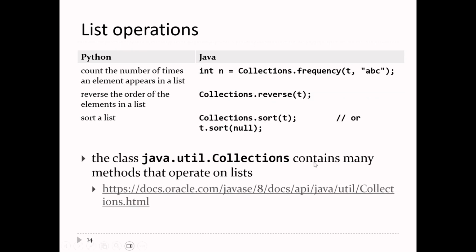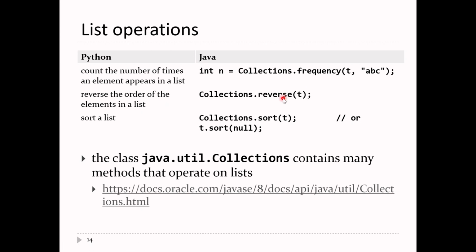Okay, so there's a companion class for lists called Collections, big C Collections. Inside that class are a bunch of useful static methods that operate on lists and sets, actually. So if you want to count the number of times "ABC" appears in the string T, there's a method called frequency. It's inside the Collections class. So import java.util.Collections, and now you can use all the methods in Collections.